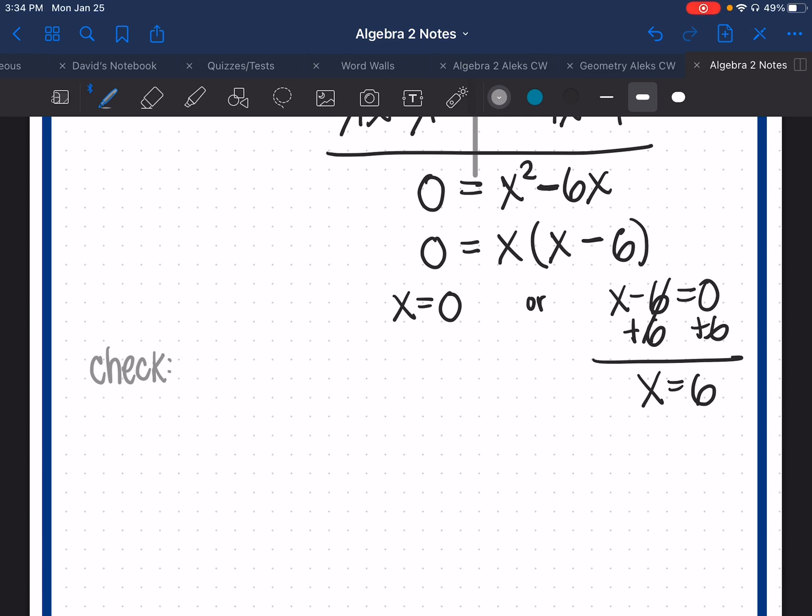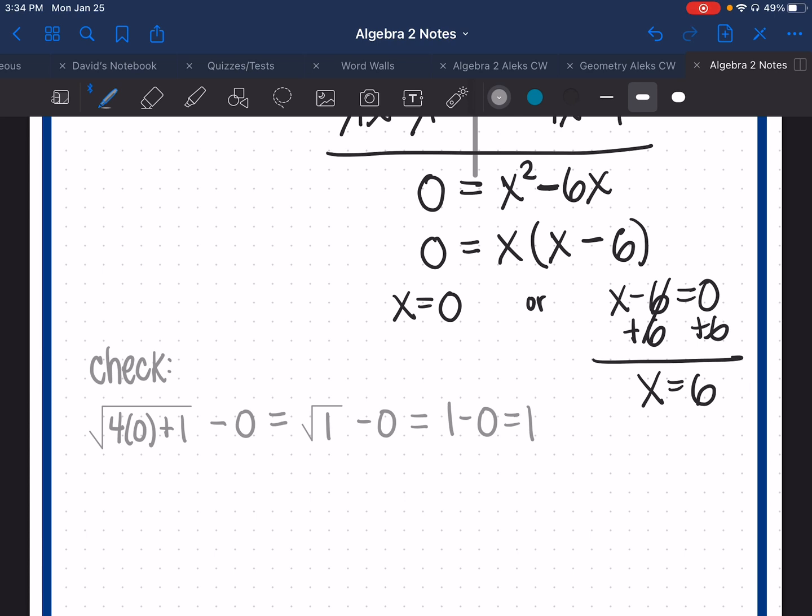Okay, we're going to go back to our original equation, and we're just going to plug it back in. So let's plug in the 0, because that one is super easy. 4 times 0 is 0, plus 1 minus 0. Okay, I get the square root. 4 times 0 is 0, plus 1 is 1, minus 0. The square root of 1 is 1, minus 0 equals 1.